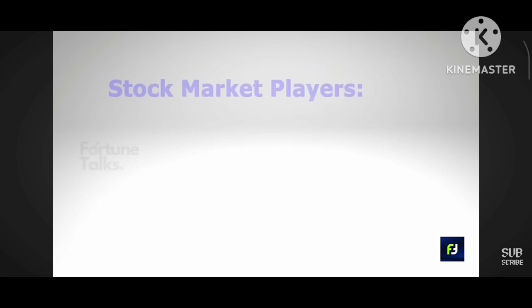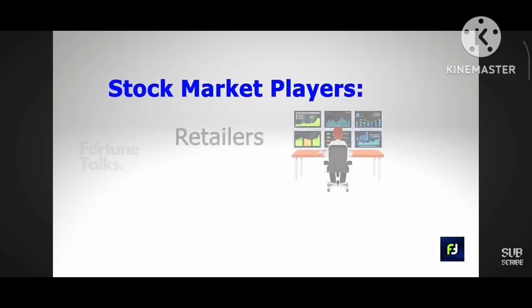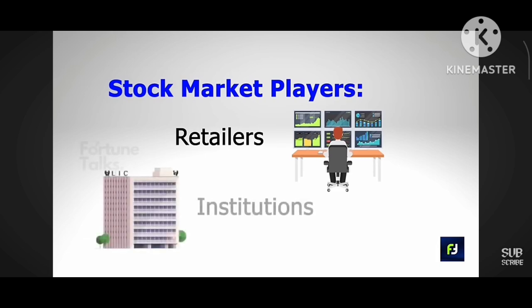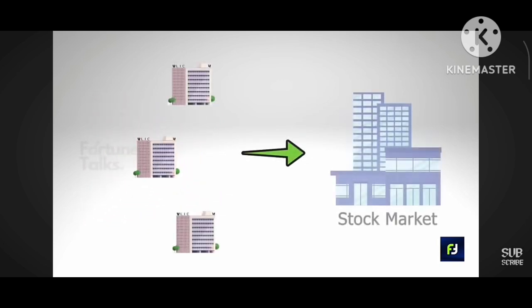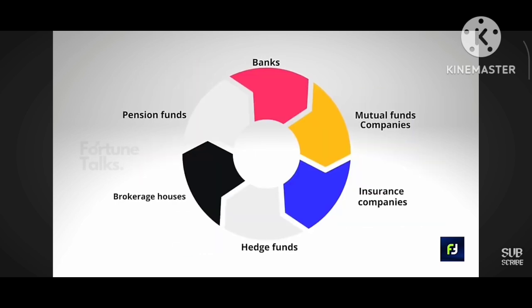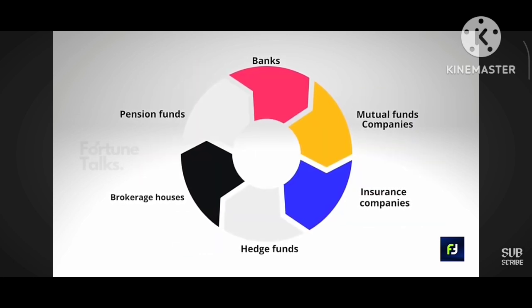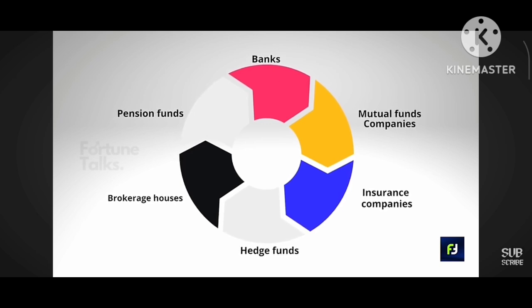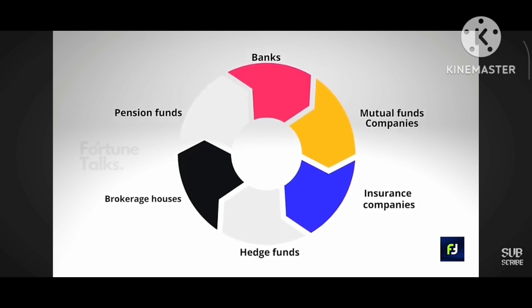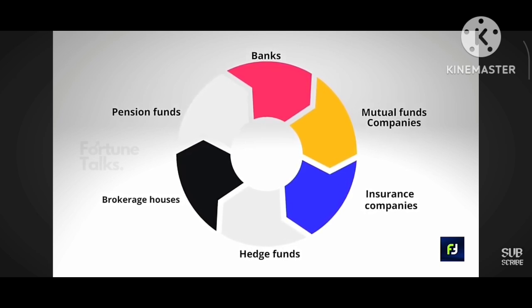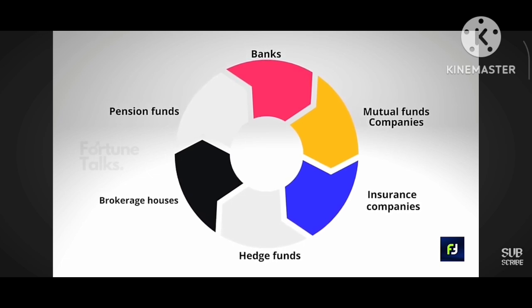In the stock market, there are mainly two players in general. Number one are the retailers and number two are the institutions. 90% or more of all the trading in the markets is done by institutions, which means that the market is simply a collection of institutions. The institutions include mutual fund houses, banks, brokerage houses, insurance companies, pension funds, hedge funds, etc. These companies account for most of the trade volume and they mostly trade on the fundamentals of the stock.